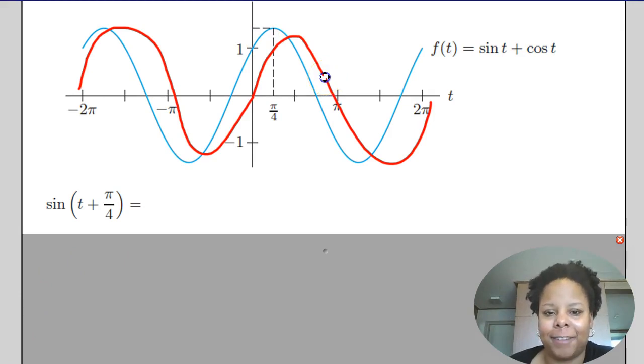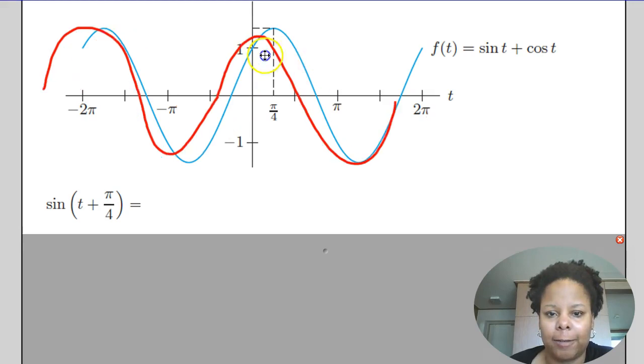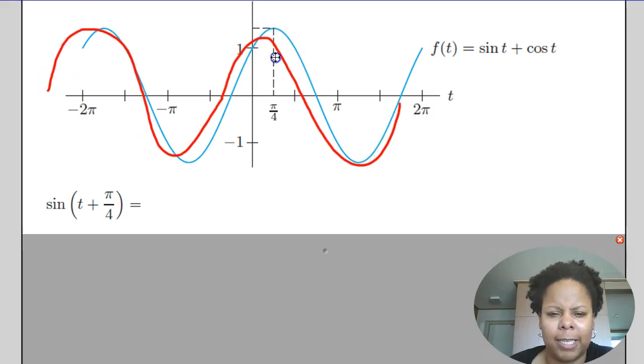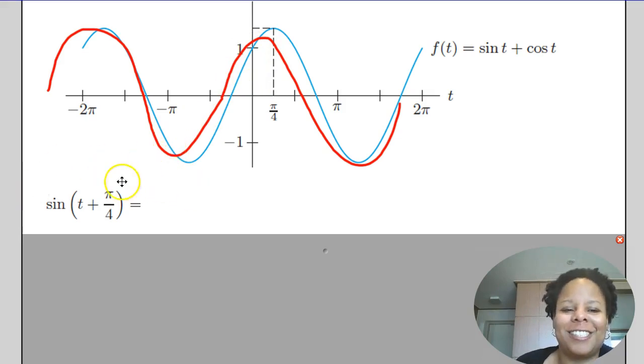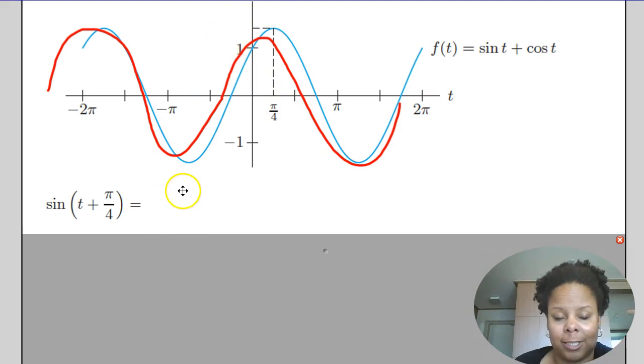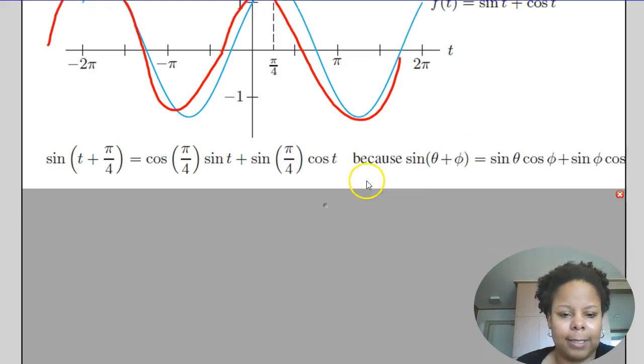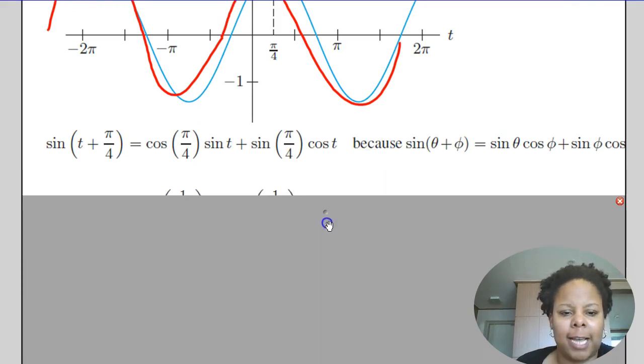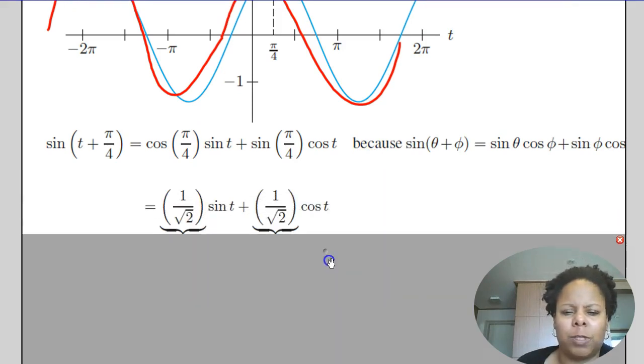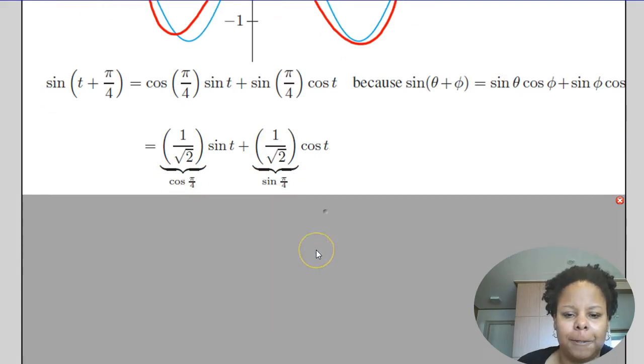If this is the sine function, then I move it over to the left, pi over 4, to get it to this type of situation. So this is basically a horizontal shift, a translation of the sine function. And we use the sum formula of sine, and we get something that looks like this. And then we know what cosine of pi over 4 is and what sine of pi over 4 is.